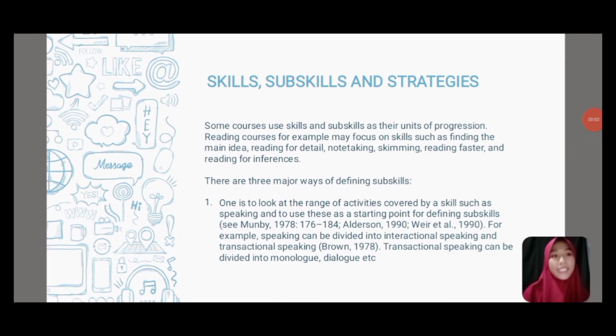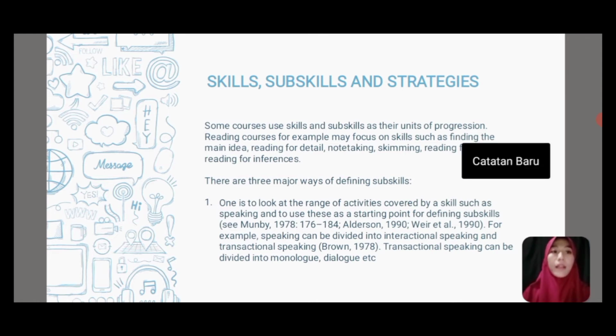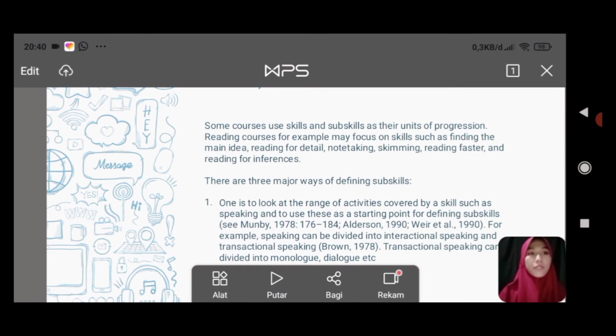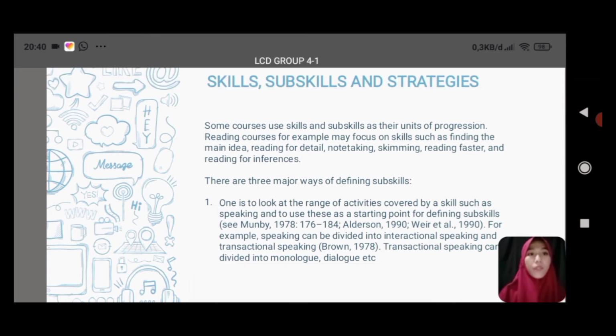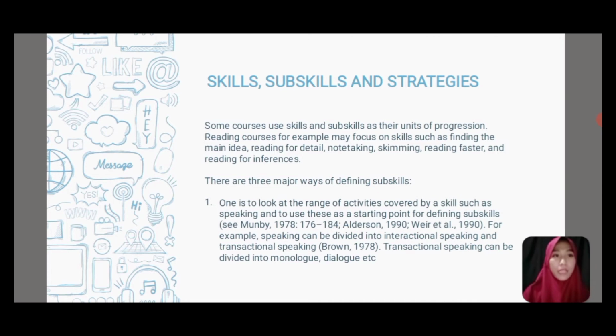Skill, sub-skill, and strategies. Some courses use skill and sub-skill as their unit of progression. A reading course, for example, might focus on skills such as finding the main idea, reading for detail, note-taking, skimming, reading faster, and reading for inferences. There are 3 major ways of defining sub-skill. The first is to look at the range of activities covered by a skill such as speaking and to use this as a starting point for defining sub-skill.